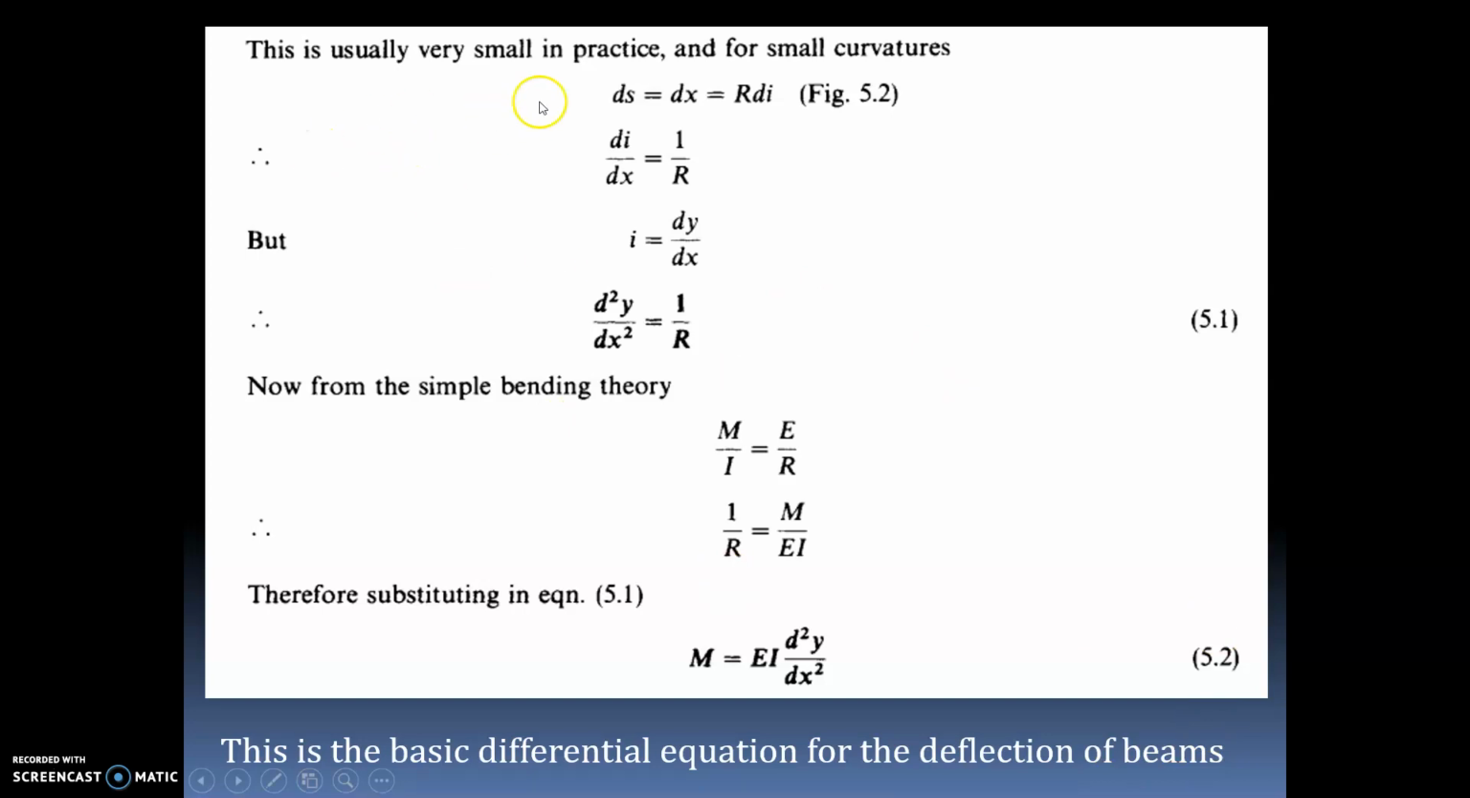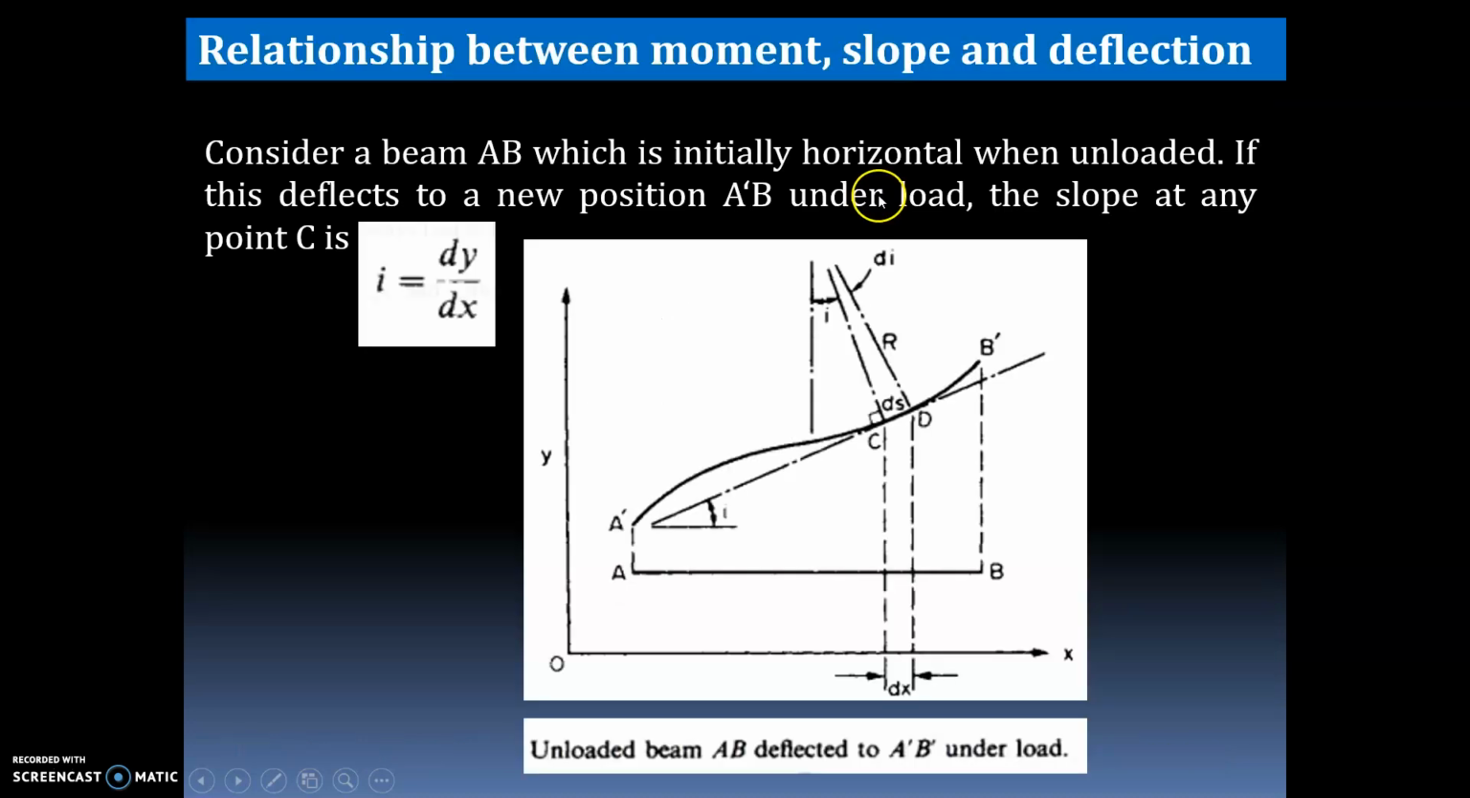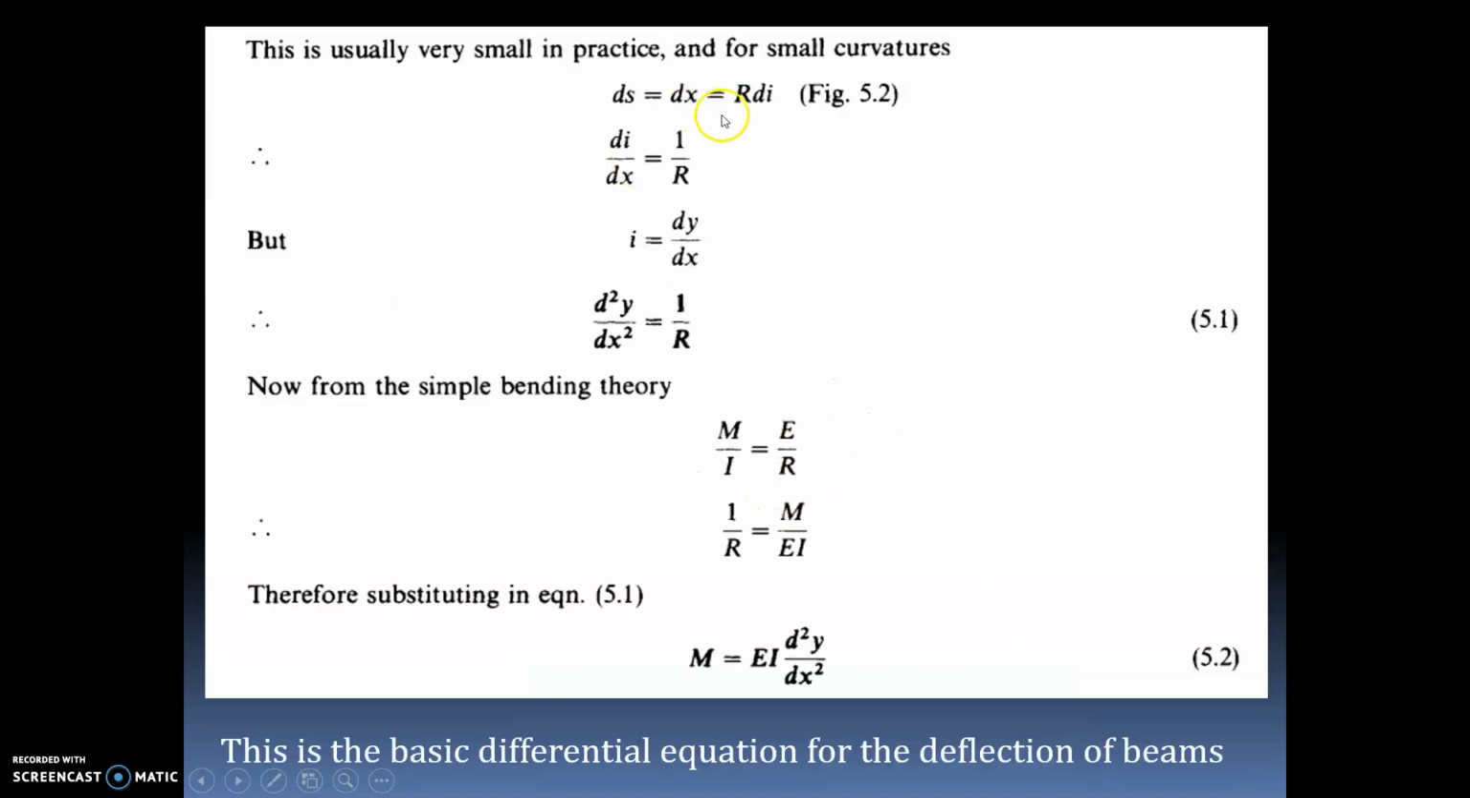Usually in practice, for all small curvature, ds equal to dx, that is equal to r into di. This is based on this figure. Here ds is equal to dx, that is equal to r into di. So di divided by dx is equal to 1 divided by r. So i is equal to dy by dx. Now if you differentiate this, d square y by dx square is equal to 1 divided by r.